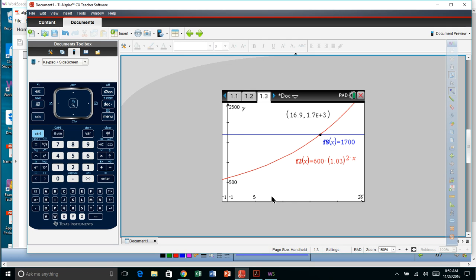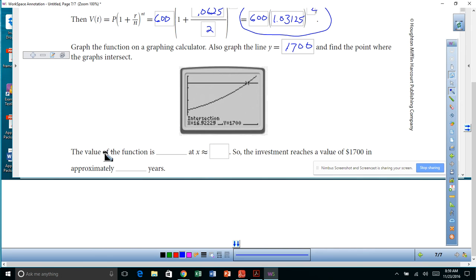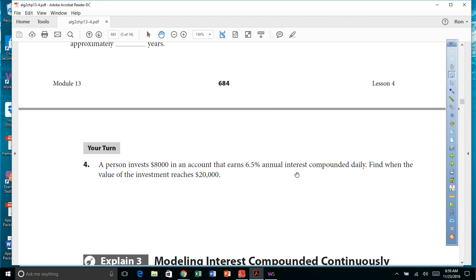And notice 5, 10, 15, 20, 25, and then 2,500. Plenty of room on both sides. So 16.9 years. So the value of the function is $1,700 at approximately 16.9 years. Not too shabby. Your turn.